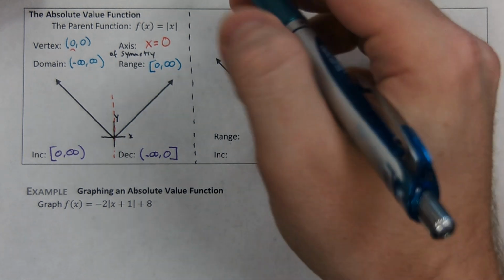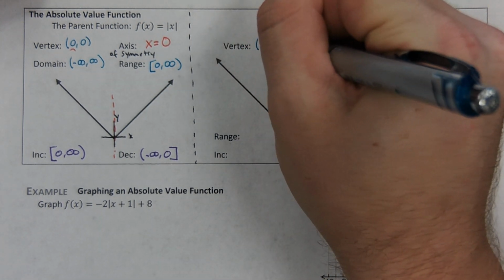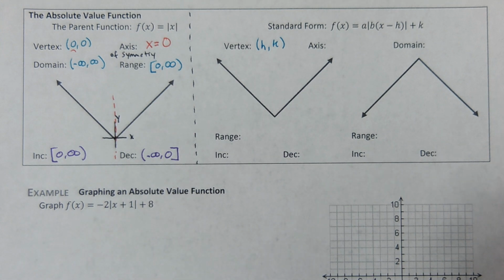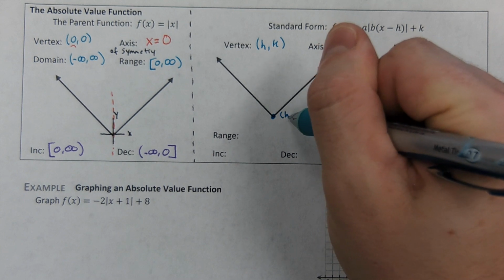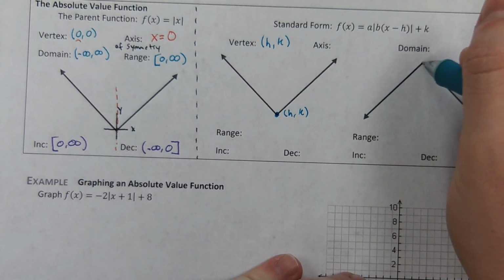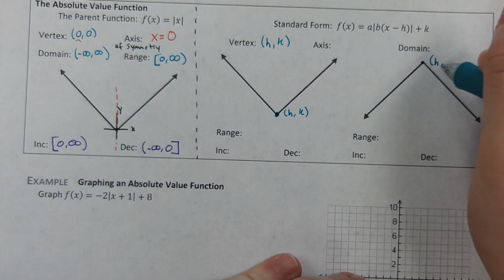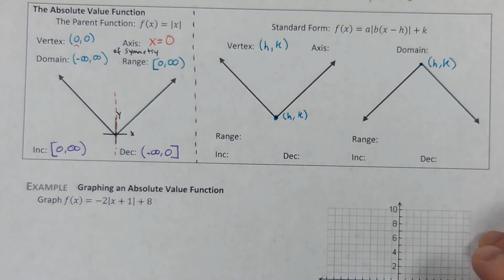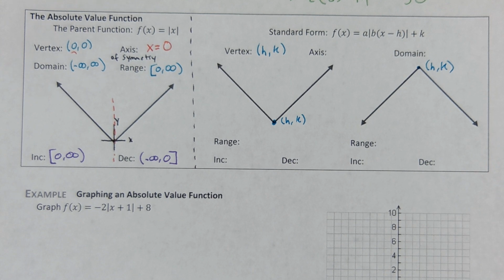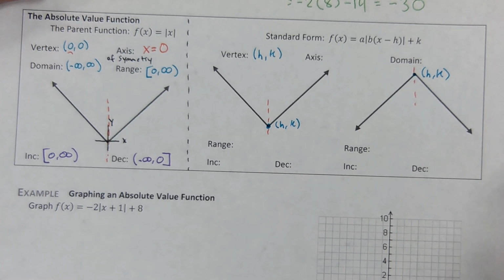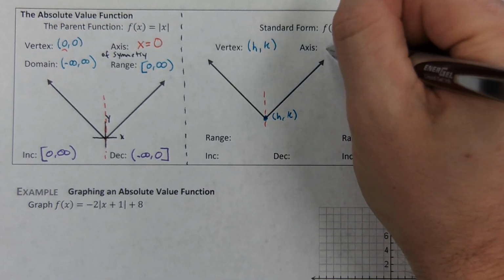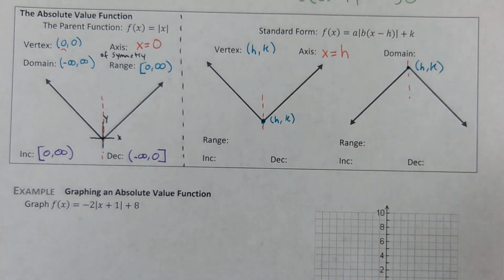Let me go back to the same colors. H, comma, K. That's going to be here or here. Regardless of whether or not it points up or points down, the axis of symmetry is still going to go right through the vertex, and we'll still have the same x value as the vertex. So the axis of symmetry is x equals whatever h is.